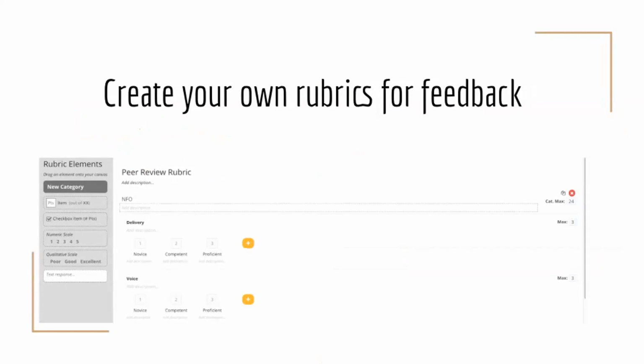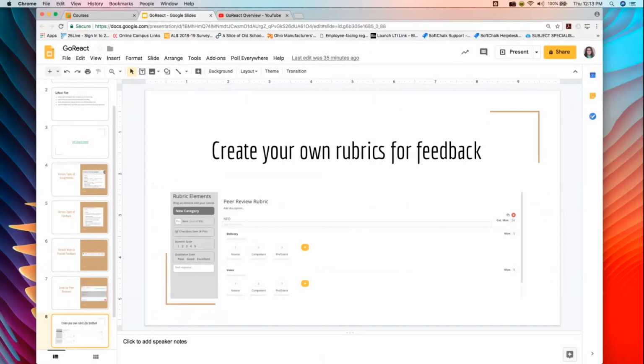And the best part about this is they have a very robust feedback tool. On the left-hand side, you can see the elements. They've got points, maybe checkbox items. If you want to do a qualitative scale, you did good, you did poor. Those are just some quick options that GoReact gives you.